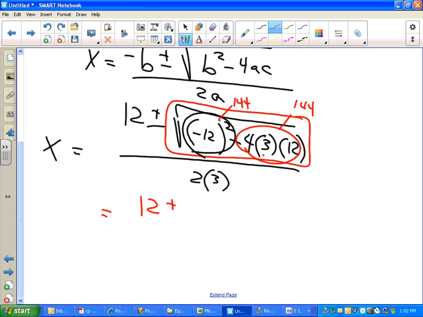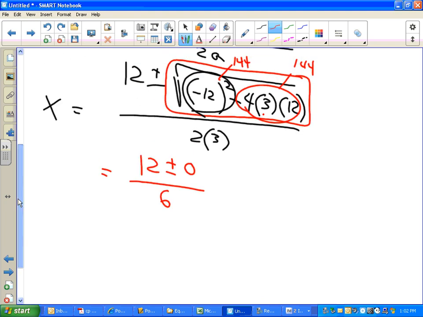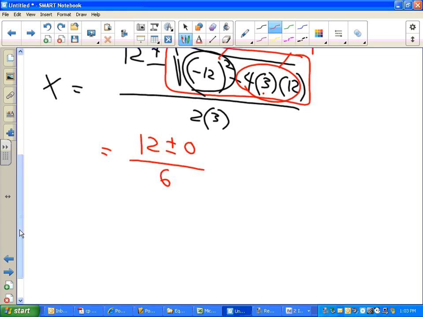So everything underneath the square root should be 0. So I have 12 plus and minus 0 over 6. So that'll give me 12 plus 0 over 6 and 12 minus 0 over 6. Isn't that the same thing? Whether I add 0 or take away 0, not changing anything. So this is the same as just 12 over 6, which is 2. There's only one answer, 2.